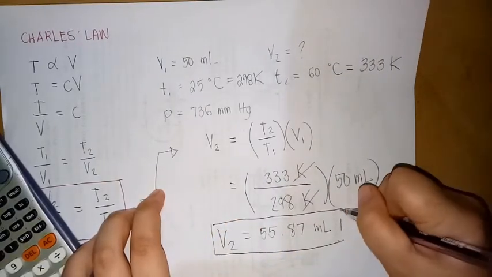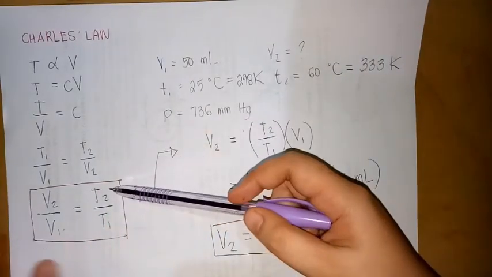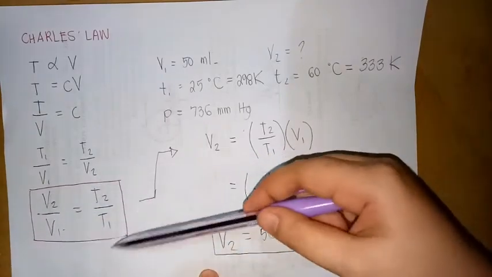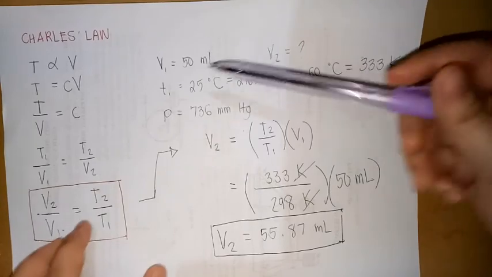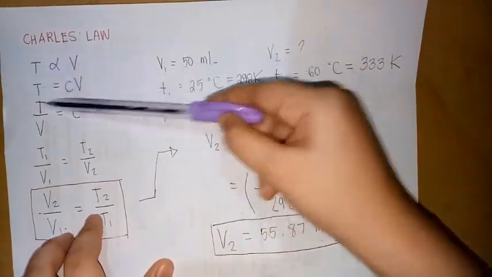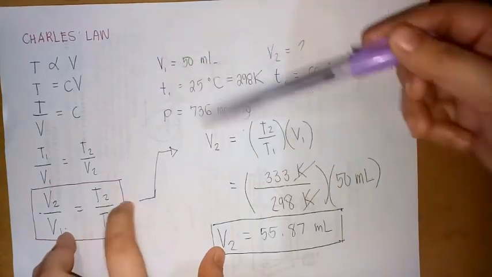Again, depende kung alin yung unknown. So, imamanipulate nyo lang itong equation, depende kung alin yung hinahanap sa problem. So, kapag pressure is constant, temperature is directly proportional to volume. That is according to Charles' law.